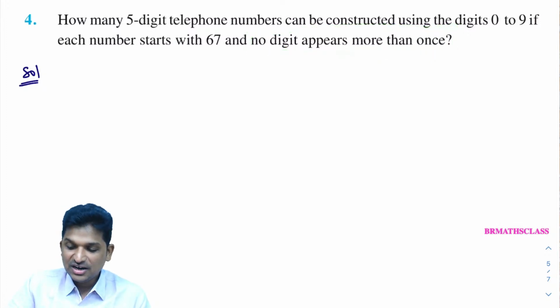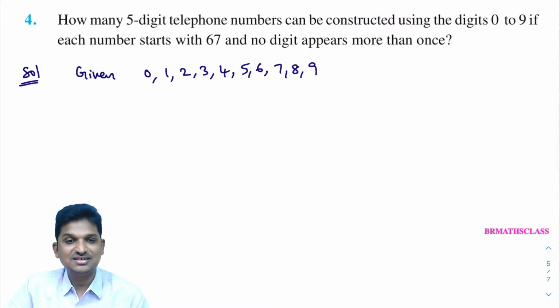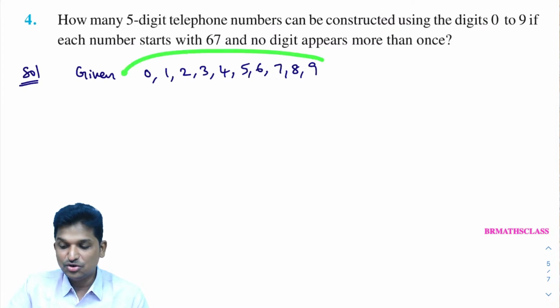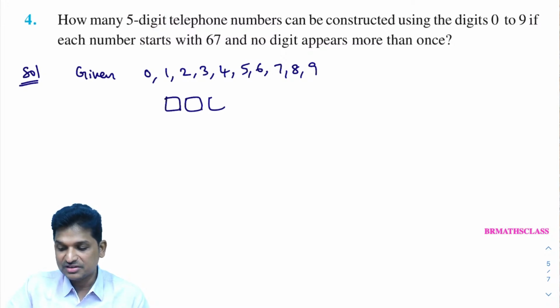First thing, what are the given digits? How many digits are there? Given digits 0 to 9. Here total 10 digits are there: 0, 1, 2, 3, 4, 5, 6, 7, 8, 9. Correct? Yes. What you need to do? A 5-digit telephone number you need to form. So what I'll do here, I'll write 5 boxes. I divided this into 5 boxes.